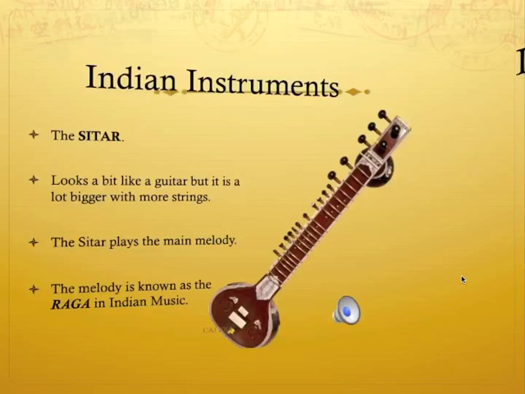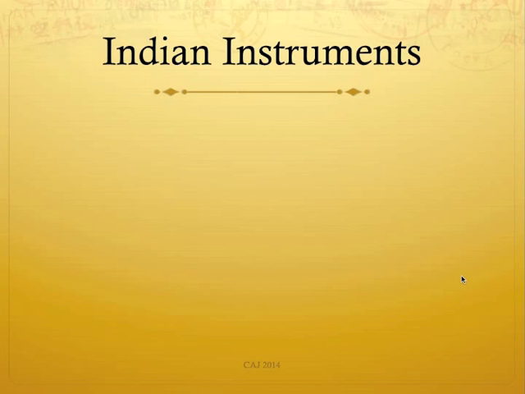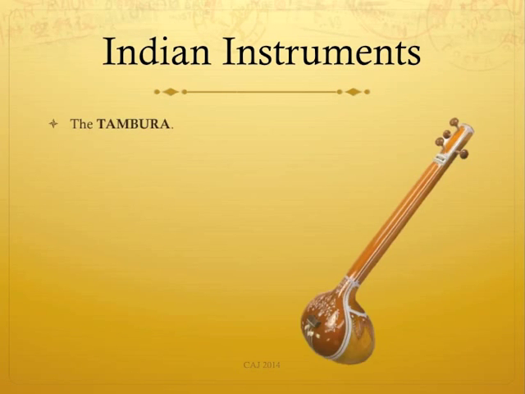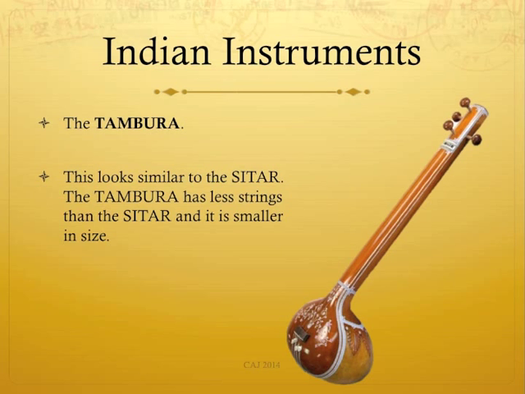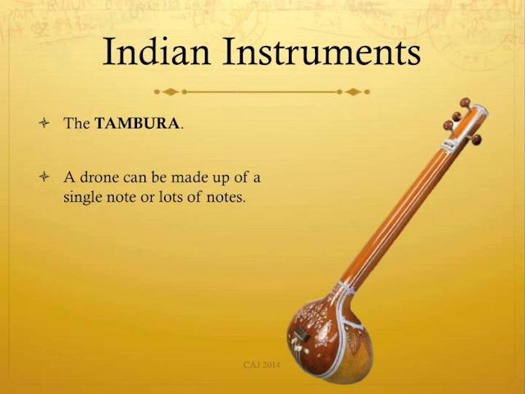The next instrument we're going to have a look at is the tambura. There it is, took a while to load. Now the tambura does look very, very similar to the sitar, but a tambura has less strings than a sitar, usually only 4 strings, and it's quite a lot smaller in size as well. Now the tambura plays the drone. Now a drone is put together using either a single note or lots of notes.